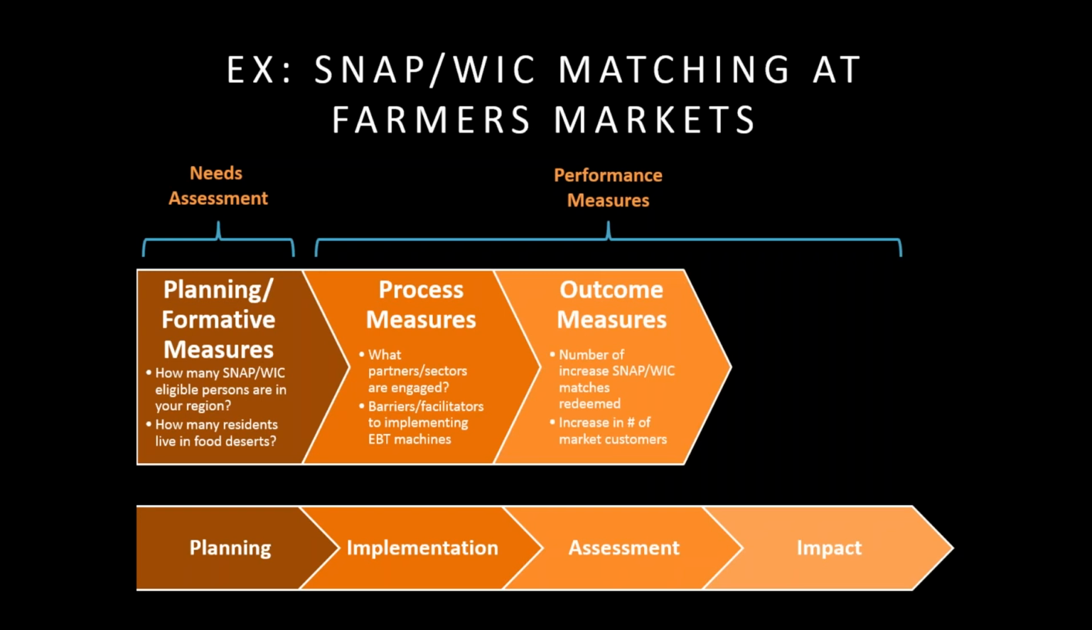Now, after you've rolled out this program, you've established the need, you've kind of tracked how it's being implemented, then you get to the outcomes phase. So this is where you really try and capture the things that you expect your program most directly, most immediately will improve. So indicators or performance measures could include things like the number of increased SNAP and WIC matches redeemed. You know, how many dollars are people actually receiving from this program? Or the increase in the number of farmers market customers. Are we driving business? Are we bringing people in? Are we engaging the folks the way we thought we would?